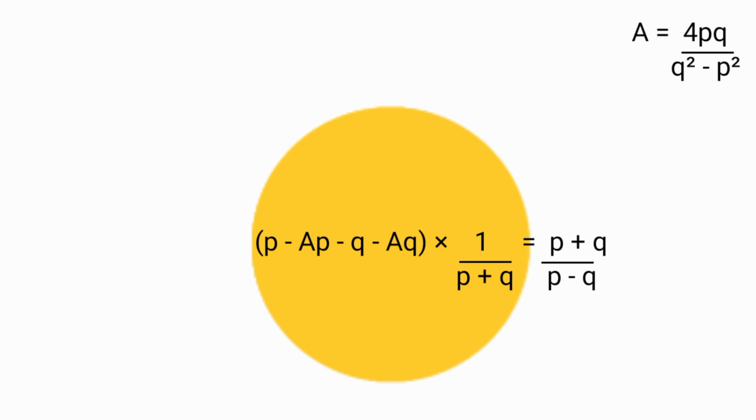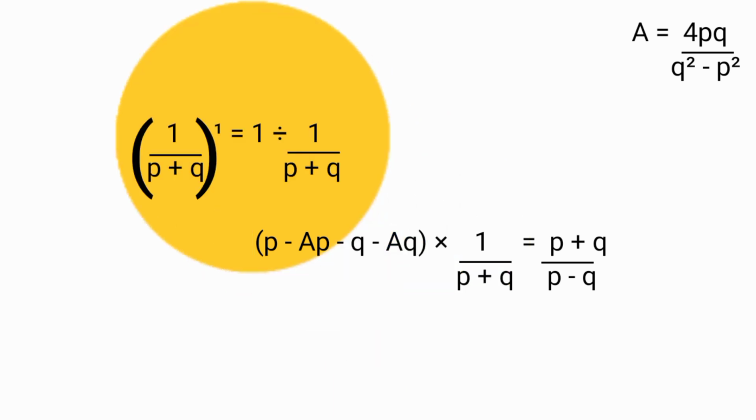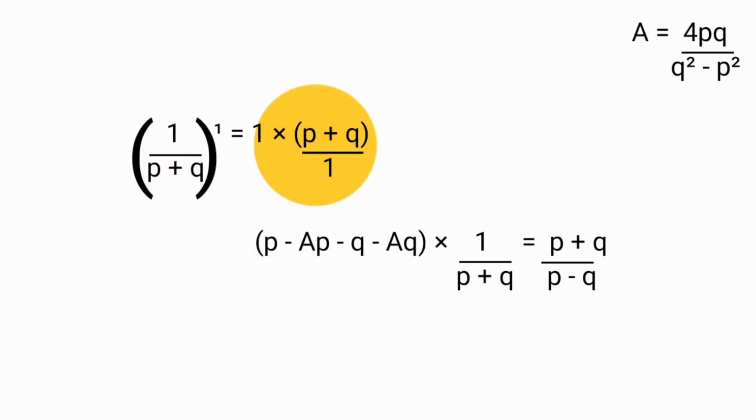So what is the inverse of 1 over p plus q? The inverse of a number or a variable is its reciprocal, which is 1 divided by the number or the variable. So that implies that the inverse of 1 over p plus q is 1 divided by 1 over p plus q. Taking the reciprocal once again, this is the same as 1 times p plus q all over 1, which is p plus q.